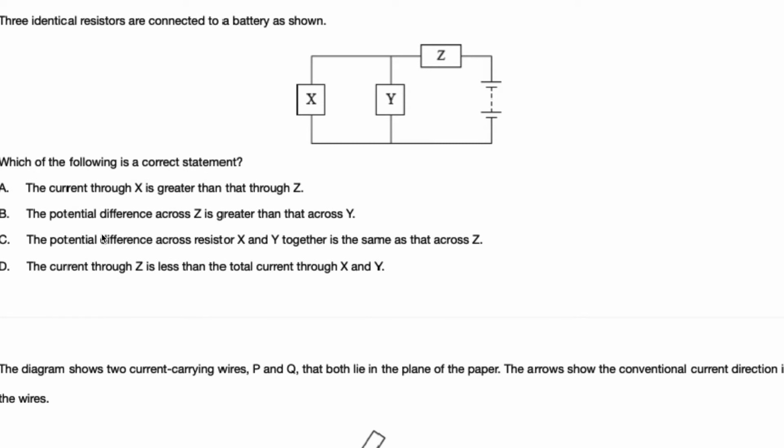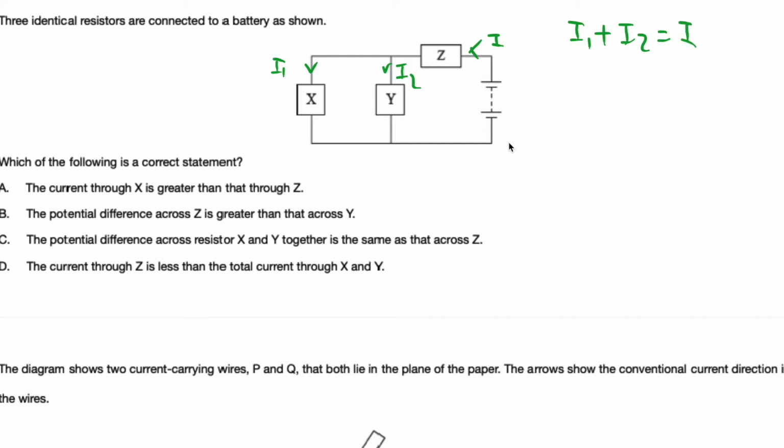Three identical resistors are connected to a battery as shown. Which of the following is a correct statement? So the current through X is greater than the current through Z. This is not correct because here will be the total sum of current. Here let's say I1, I2. So I1 plus I2 is going to be equal to I.